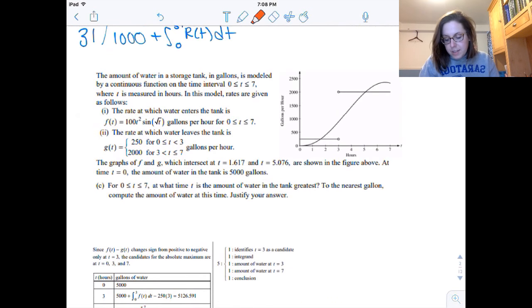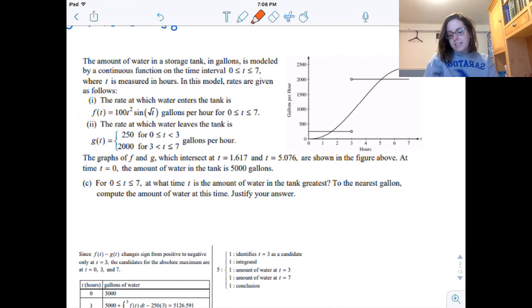The amount of water in a storage tank is modeled by the continuous function on the interval from 0 to 7, where t is measured in hours. In this model, rates are given as follows. The rate at which the water enters the tank is f. The rate at which the water leaves the tank is g. And g is piecewise linear.